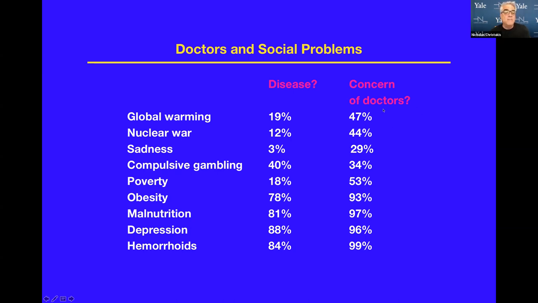And it's interesting which problems you thought doctors should concern themselves with and which not. For example, poverty, as we've already seen, kills many more people than hemorrhoids. But 99% of you thought that doctors should concern themselves with hemorrhoids, and only 53% with poverty. And yet poverty is a leading killer in our society, okay? And similarly with other things, malnutrition, depression, sadness, nuclear war: 12% of you thought nuclear war was a disease, and 44% of you thought it should be a concern of doctors.